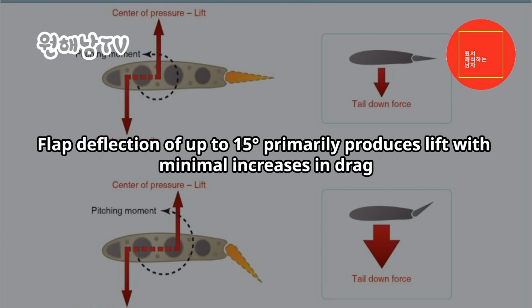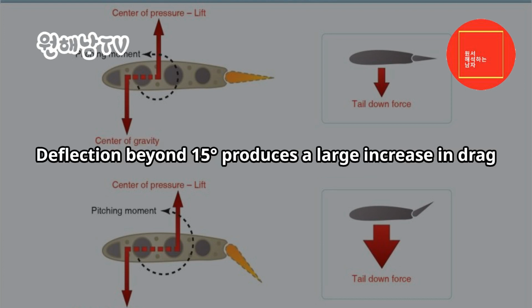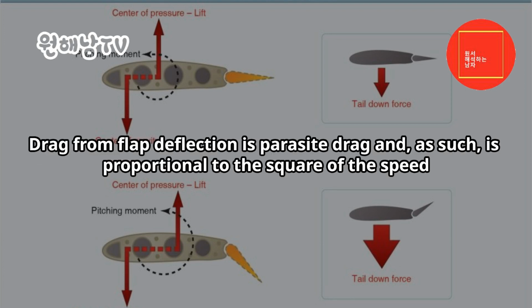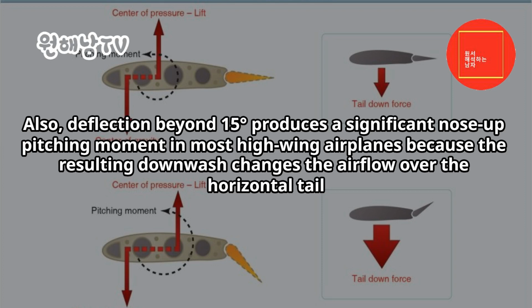Flap deflection of up to 15 degrees primarily produces lift with minimal increases in drag. Deflection beyond 15 degrees produces a large increase in drag. Drag from flap deflection is parasite drag and, as such, is proportional to the square of the speed. Also, deflection beyond 15 degrees produces a significant nose-up pitching moment in most high-wing airplanes, because the resulting downwash changes the airflow over the horizontal tail.